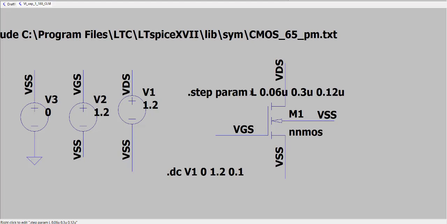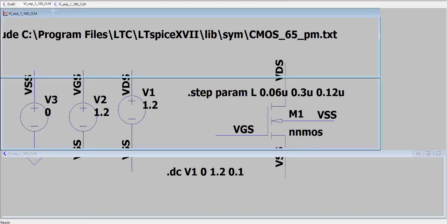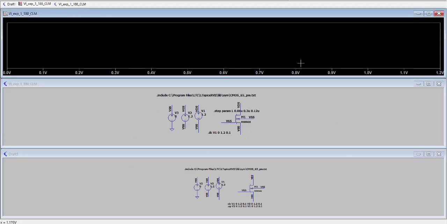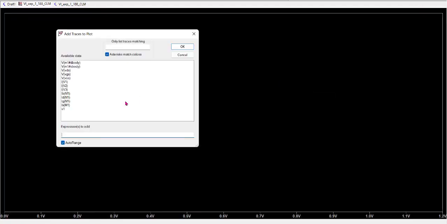So 1 plus lambda VDS, right? And lambda is inversely proportional to length. So that means if length increases, lambda will decrease, and 1 plus lambda VDS will decrease. And my current will be more towards the constant current, which is the actual value, because 1 plus lambda VDS is now small, right? So we'll just run it, and we will add the trace ID, the drain current.